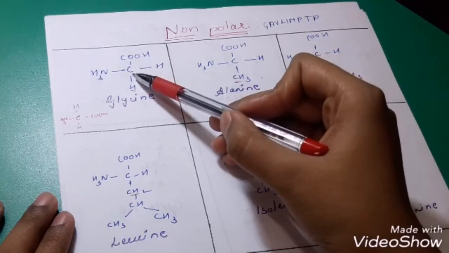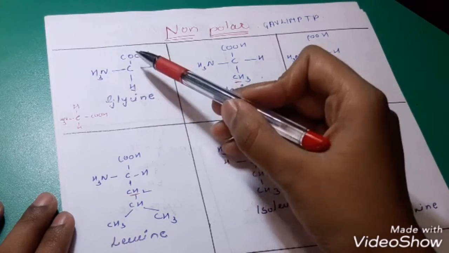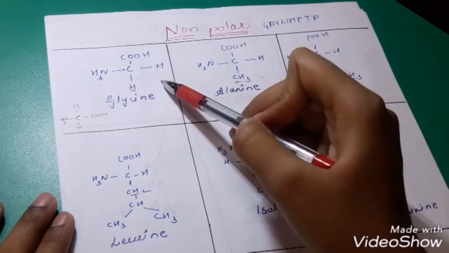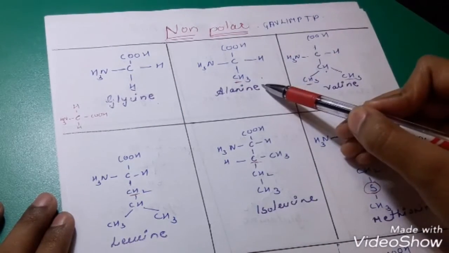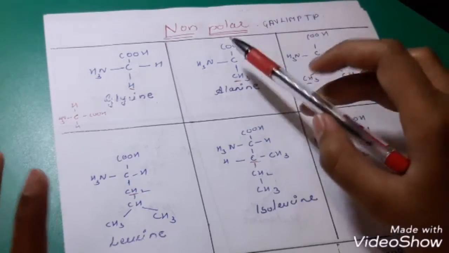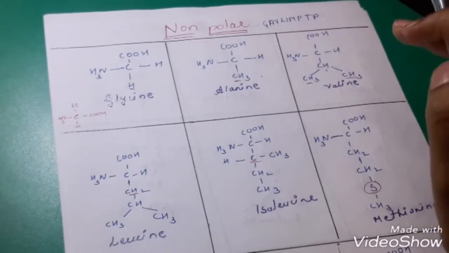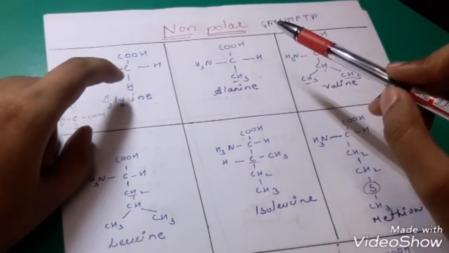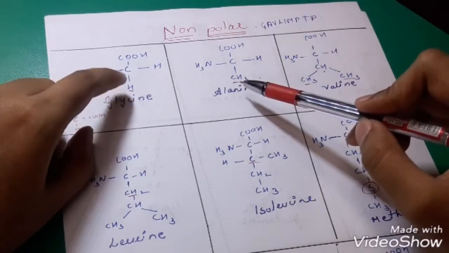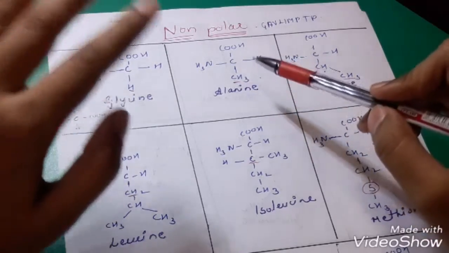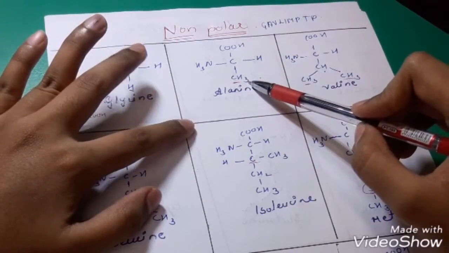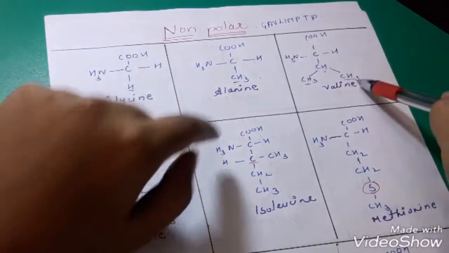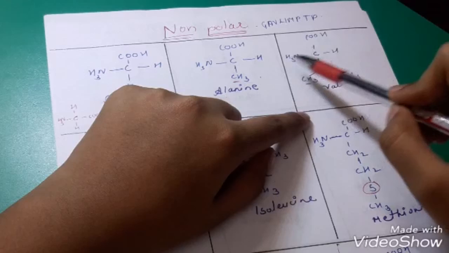It has a central carbon atom, a carboxyl group, an amino group, and 2 hydrogen atoms. The next one is alanine. The alanine structure has the same carboxyl group, amino group, and hydrogen group, but the hydrogen group of glycine is replaced by a methyl group, CH3. So it becomes alanine.